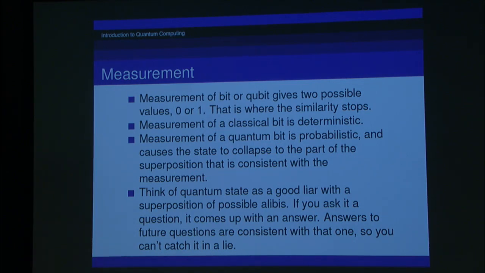So you can think of a quantum state as a very good liar. It has a superposition of possible alibis. Maybe it's in Philadelphia, maybe it's in New York. But if you ask it a question, it will come up with an answer every time. But answers to future questions are always going to be consistent with that one. You will never catch it in a lie. If it says it's in New York at noon, it will never say that it's in Philadelphia at 12:30, because it knows that's impossible. That has no probability of happening.